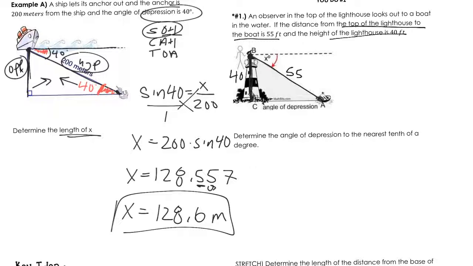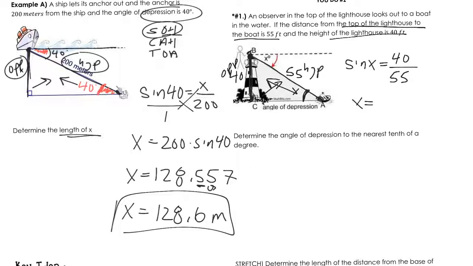Determine the angle of depression. So I'm looking for that angle x, but that's not in my triangle, so it doesn't help me. But I know the angle of elevation is the same, because they're alternate interiors. So there's my x as well. Now I know this side's across from the 90, so it's my hypotenuse. This side's across from that angle of elevation, so it's the opposite side. So it's sine of the angle, I don't know the angle, equals 40 opposite over hypotenuse, 55.